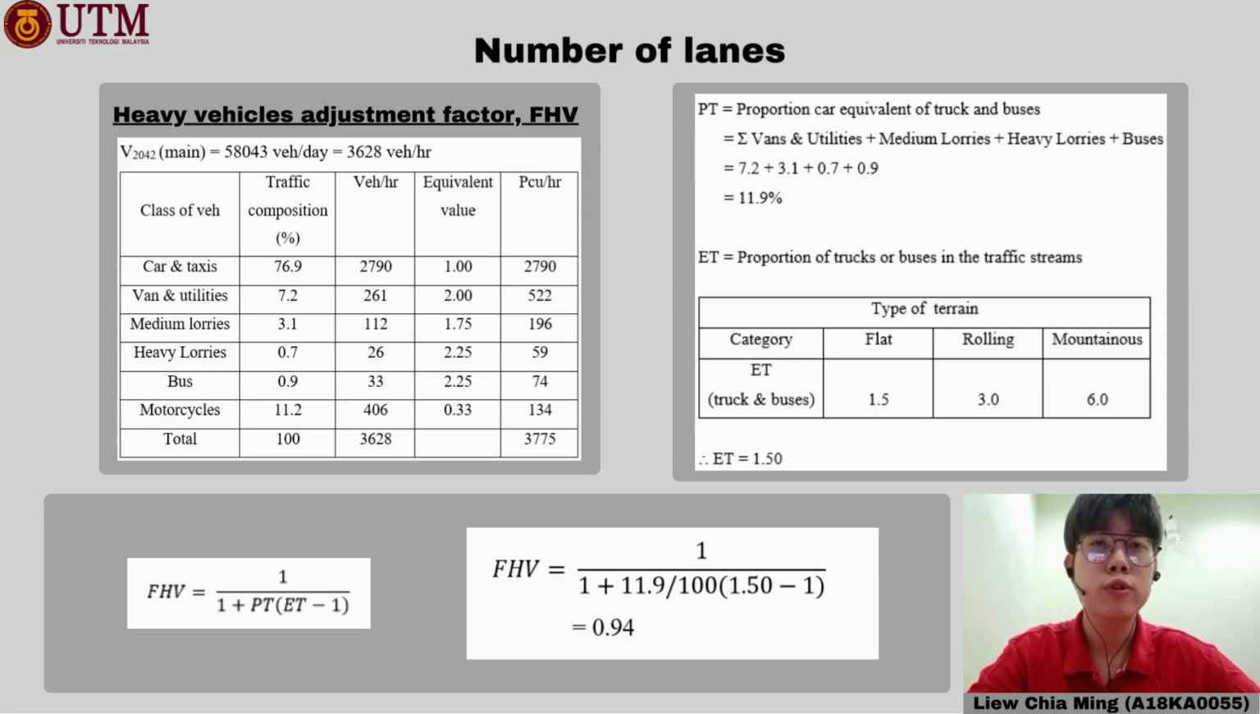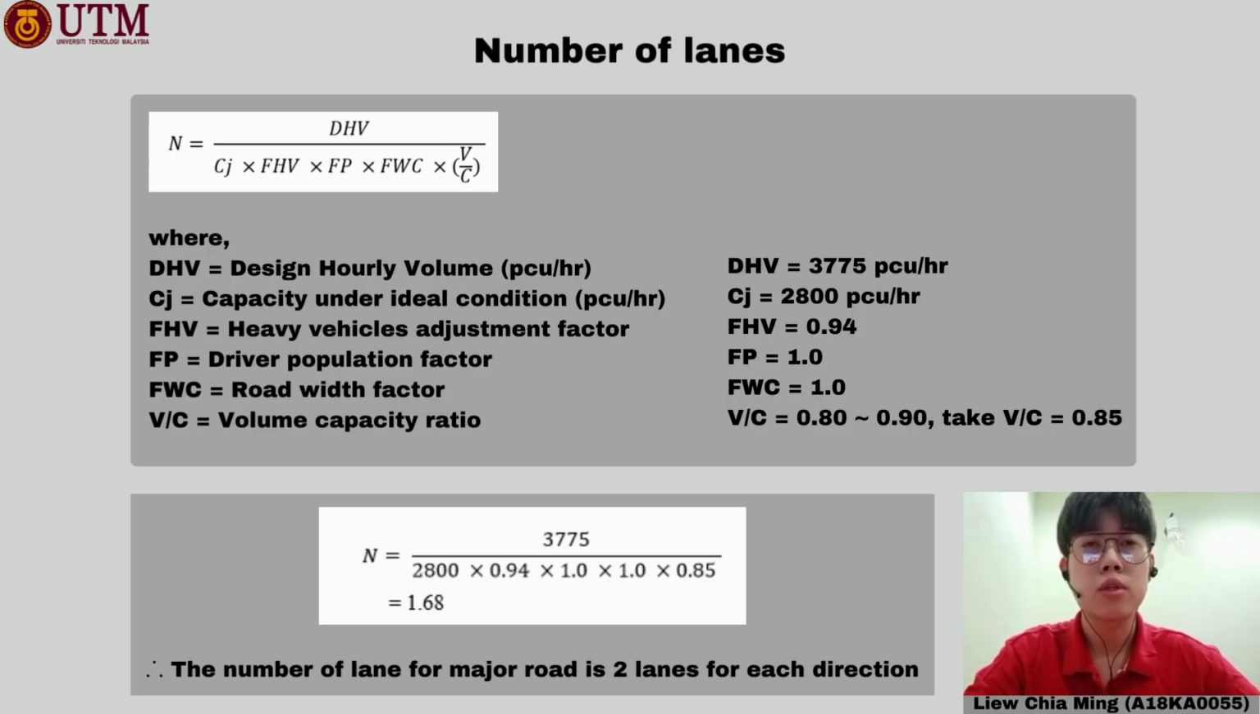Next, let's move on to the determination of the number of lanes. The first step is to calculate the heavy vehicle adjustment factor, FHV, by using the formula below. By adding all the passenger car equivalents of trucks and buses and substituting all the values into the formula, the FHV of the major route is 0.94. Substituting all the data into the formula, we obtain that the number of lanes required for the major road is 2 for each direction. Thus, a 2-lane carriageway route will be designed for the major route to sustain the traffic volume.